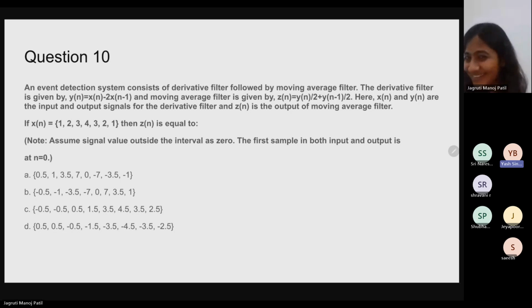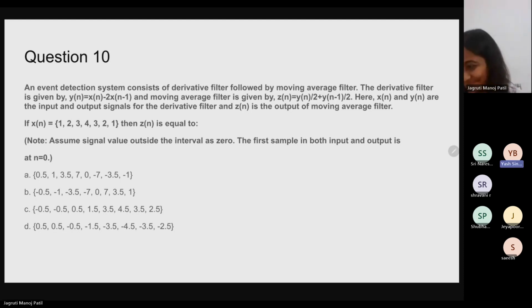Put the values at n equals 1. When you put the values, you will get y[n] equals x[0], because x[-1] is not given, so we will take it as 0. So we get y[0] as 1. Then for finding z[n], put n equals 0. So you will get y[0]/2 and y[-1]/2. y[-1] is not given, so we will take it as 0. And y[0]/2, as we found y[0] is 1, so 1/2 equals 0.5. So A and D are now the prominent options. B and C get rejected.